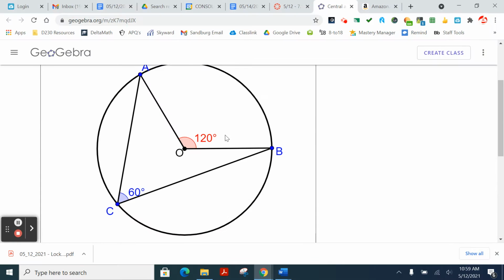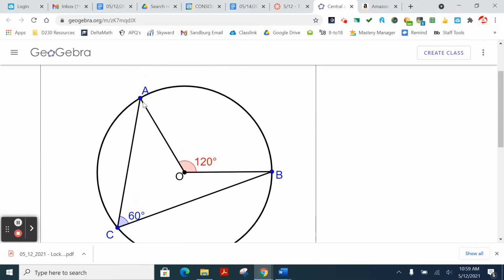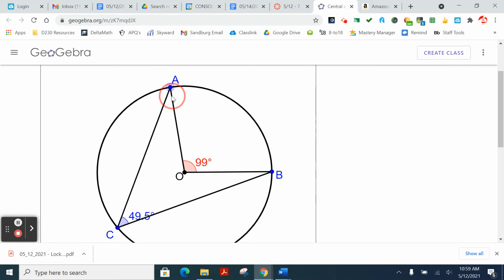If we change this angle, so now let me take this A and see how the angle gets smaller and smaller and smaller. I want to get an exact angle.